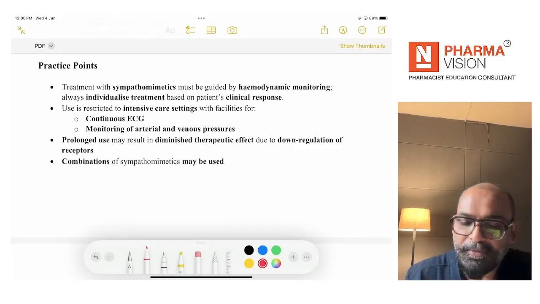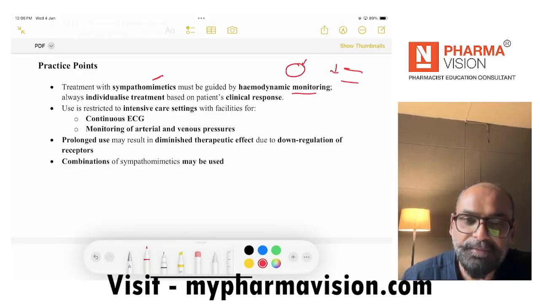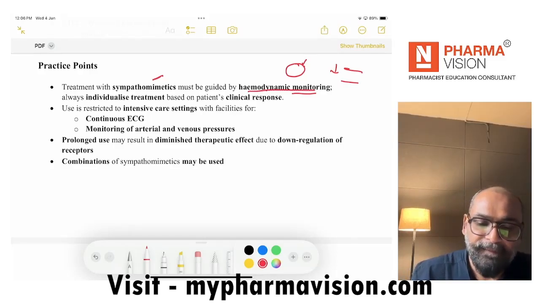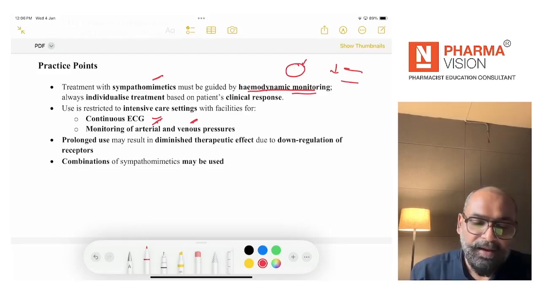Another point is that sympathomimetics must be guided by hemodynamic monitoring, because hemodynamics is very important. Blood vessels and cardiac functions are directly associated with sympathomimetics, so we always have to monitor these things. Continuous ECG is required. Arterial and venous pressure need to be checked. Those are the obvious things.